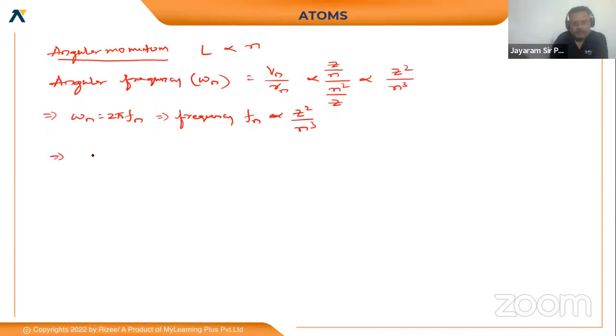And we know that the time period of rotation T is inversely proportional to fn. So that means it is directly proportional to n cube by Z square.